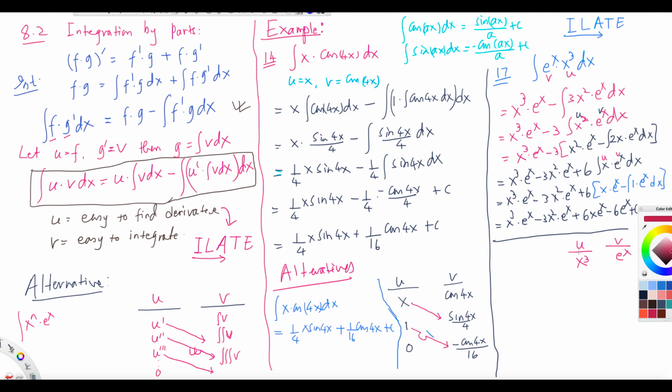Okay, I want to find the derivatives. So what is the derivative of x cubed? 3x squared. What is the derivative of 3x squared? 6x. What is the derivative of 6x? 6. What is the derivative of 6? 0. I stop here. Okay, now similarly find the integral of e to the x. It is always e to the x. The integral of that is e to the x. The integral of that is e to the x. It is e to the x.